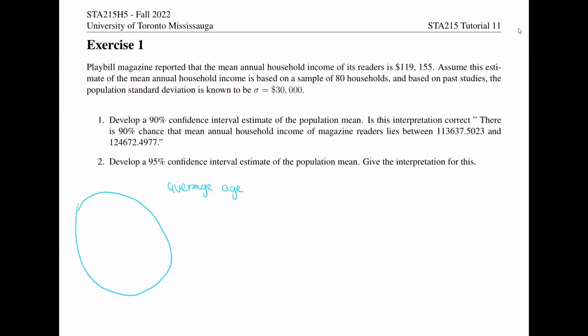But then you cannot approach every single student in the school, right? So you will have to randomly sample. And let's say this is your sample, maybe about 50 students. And then you compute the average age of this sample. And the average age that you got is called the sample mean, and it is denoted by X bar.